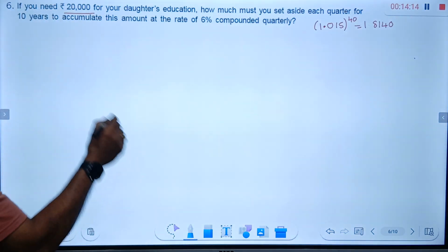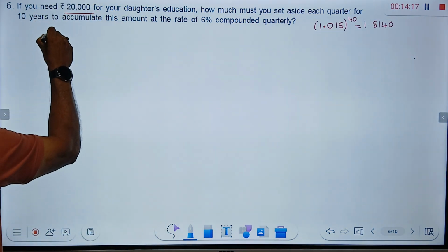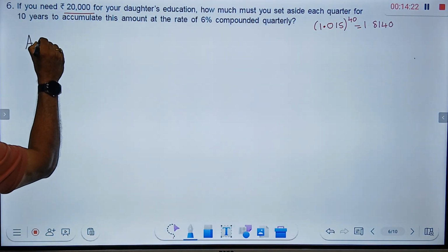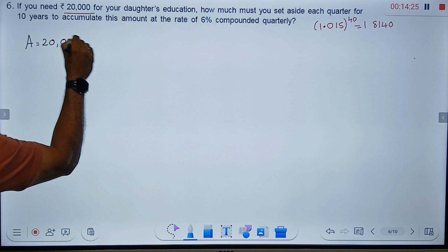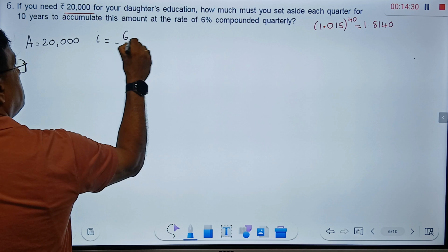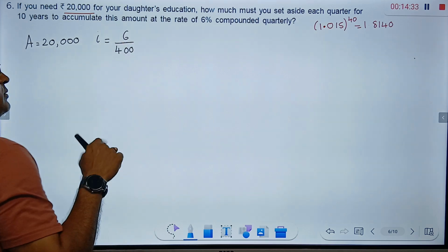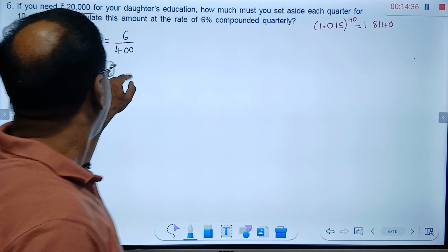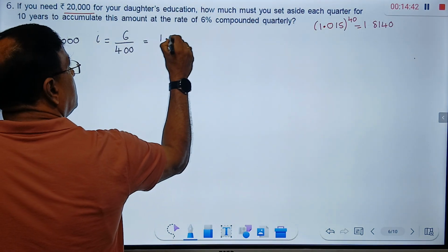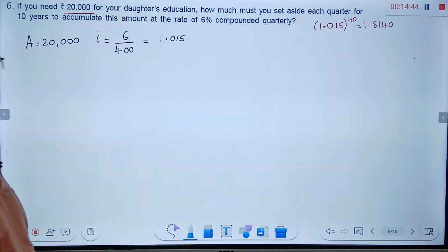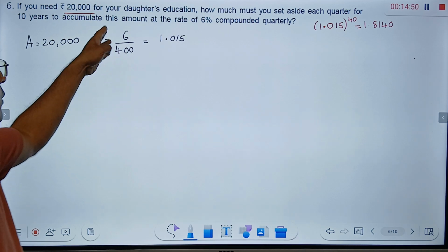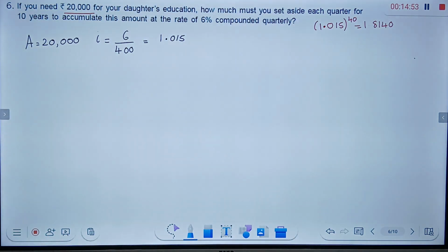Okay, so what is given here? I have to get this amount. This is going to be my amount. So what is my amount? My amount is 20,000. And what is the rate of interest? Rate of interest is 6 by 400. Why 400? Actually 6 by 100, since it is quarterly, I divided by 4. So which is nothing but 1.015. Actually, say 3 by 2 is 1.5, and it divided by 100 becomes 1.015.